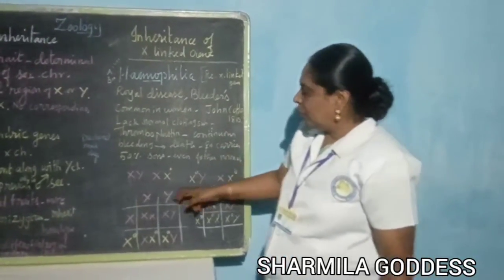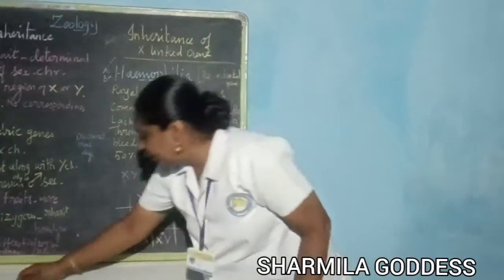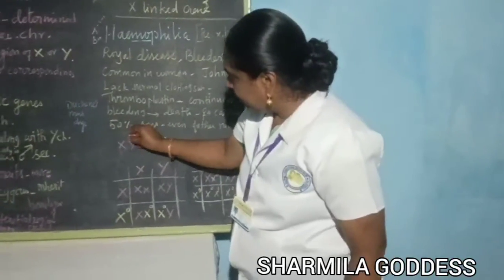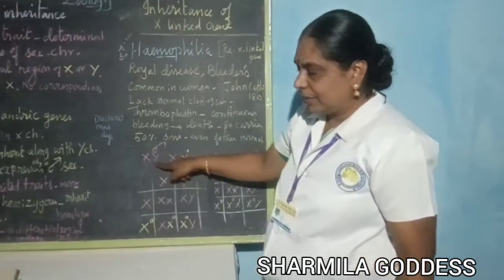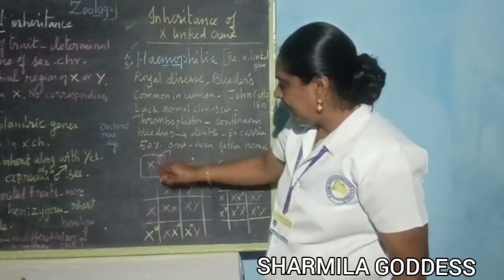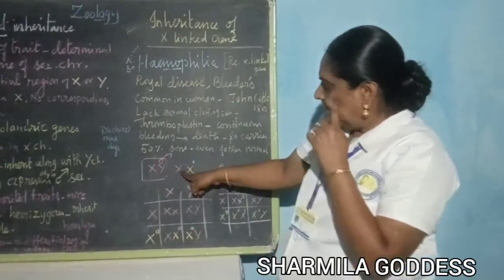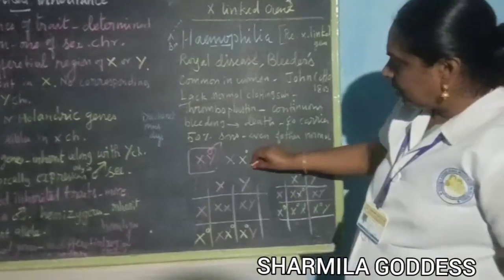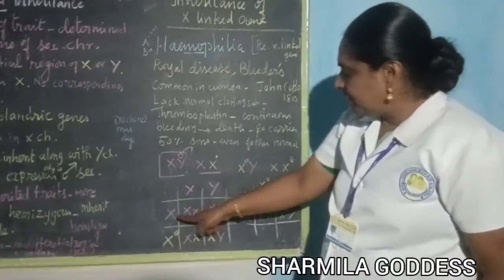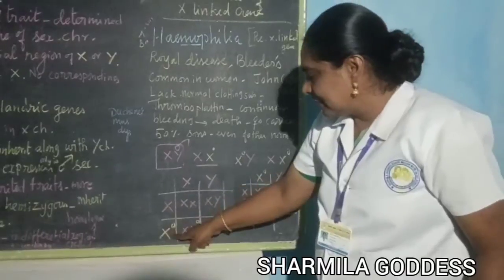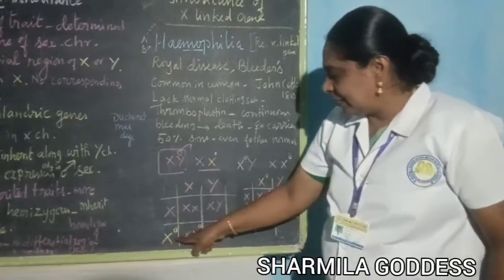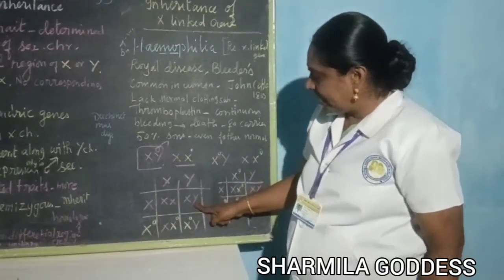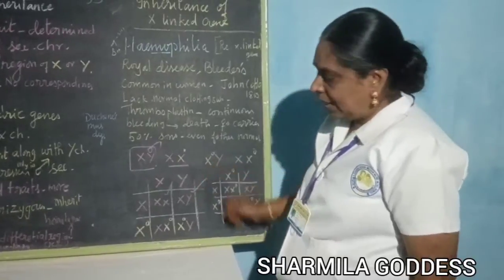Okay, right. Now we will see how it occurs. Now you see this is a male, X, Y, a normal male. This is a carrier female, X with the hemophilia X. Now this is a carrier, X, Y, then X affected. Now you cross it: X into X, XX; X into Y, XY. This is a normal female, this is a normal male.